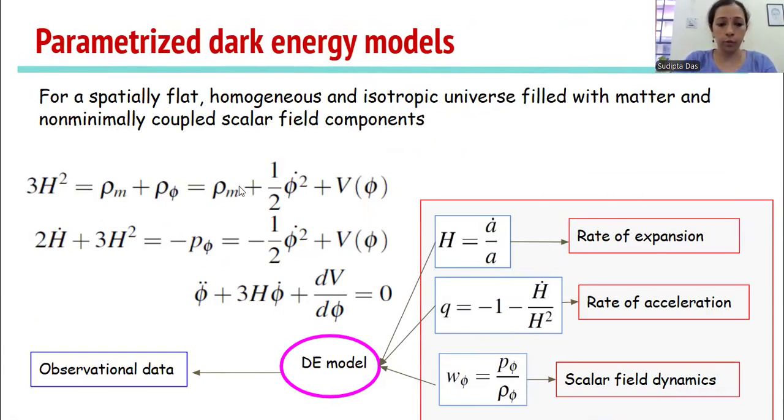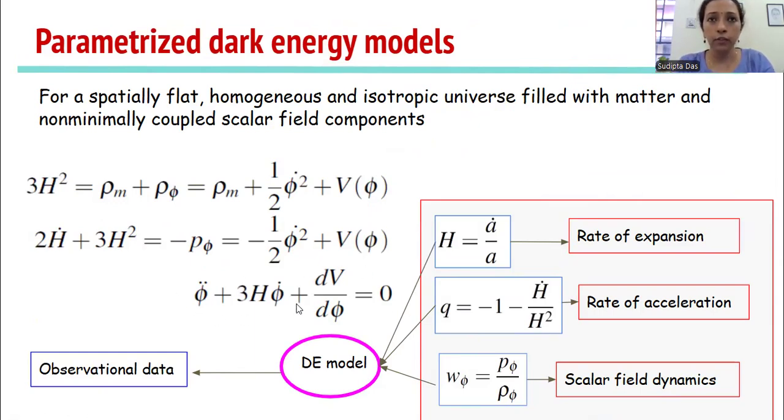Now, for the dark energy model consisting of a scalar field, one can write down the Einstein field equations for an FRW universe, where we have a contribution from the matter sector and a contribution from the dark energy sector, which is basically the scalar field. And also we will have the conservation equation for the scalar field, which is given by this.